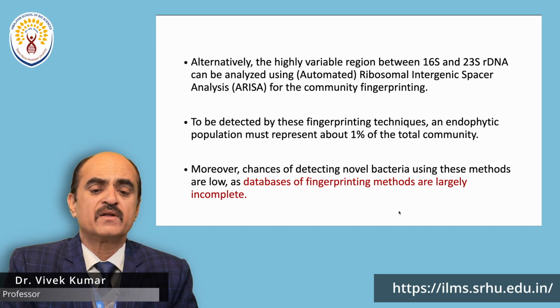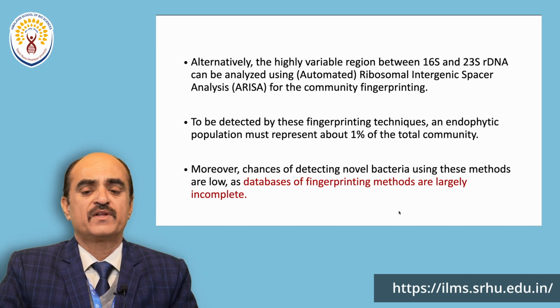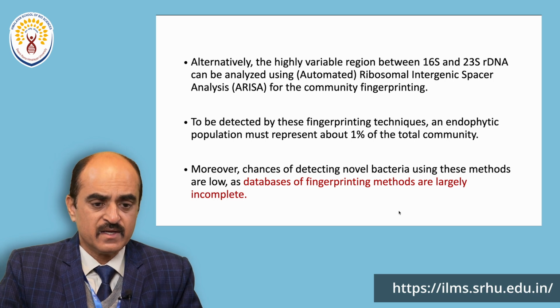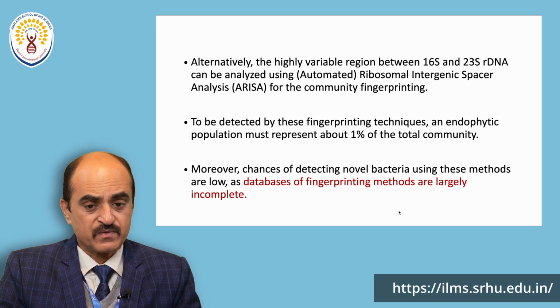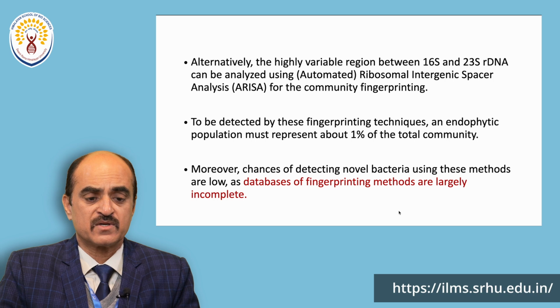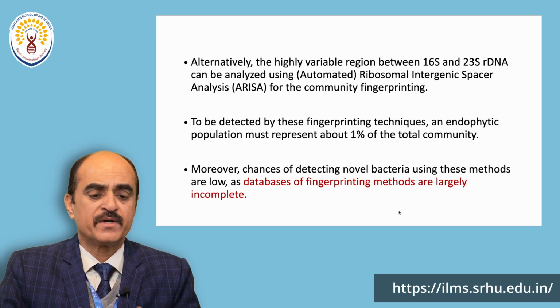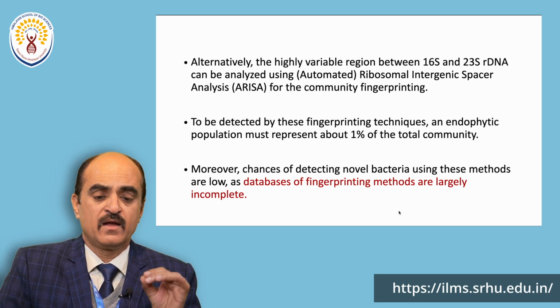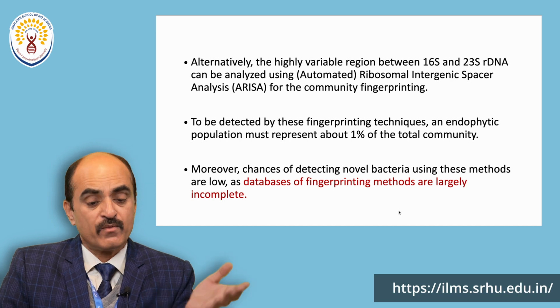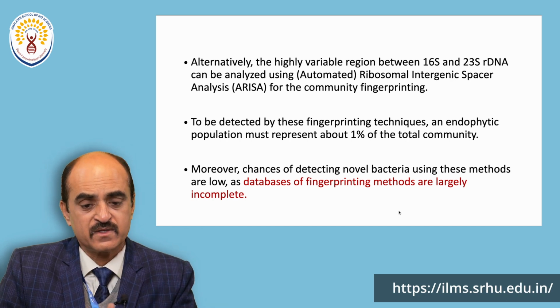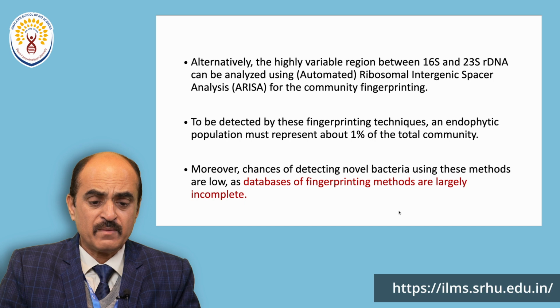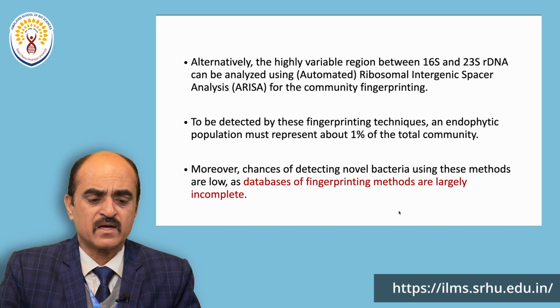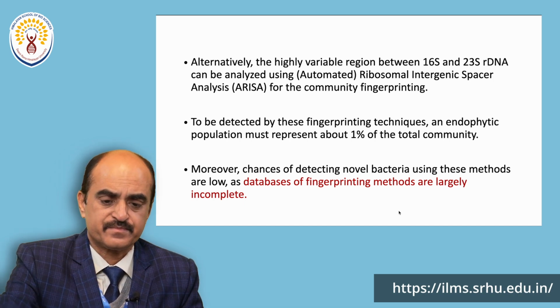Alternatively, the highly variable regions between 16S and 23S ribosomal DNA can be analyzed by automated sequencing using automated ribosomal intergenic spacer analysis (ARISA) for community fingerprinting. To be detected by these fingerprinting techniques, an endophytic population must represent about 1% of the total community. Moreover, the chances of detecting novel bacteria using these methods are low. Why? Because the databases of fingerprinting methods are largely incomplete.